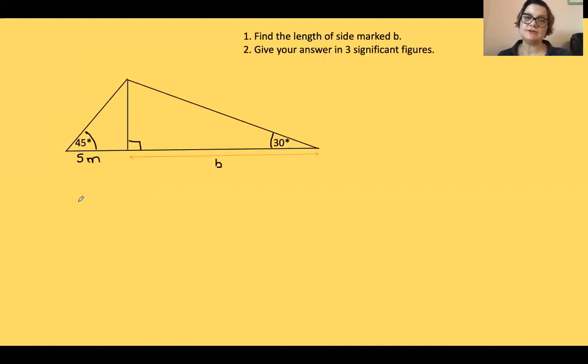In this question, you need to find the length of side marked B. And you see the side marked B begins here and finishes here.